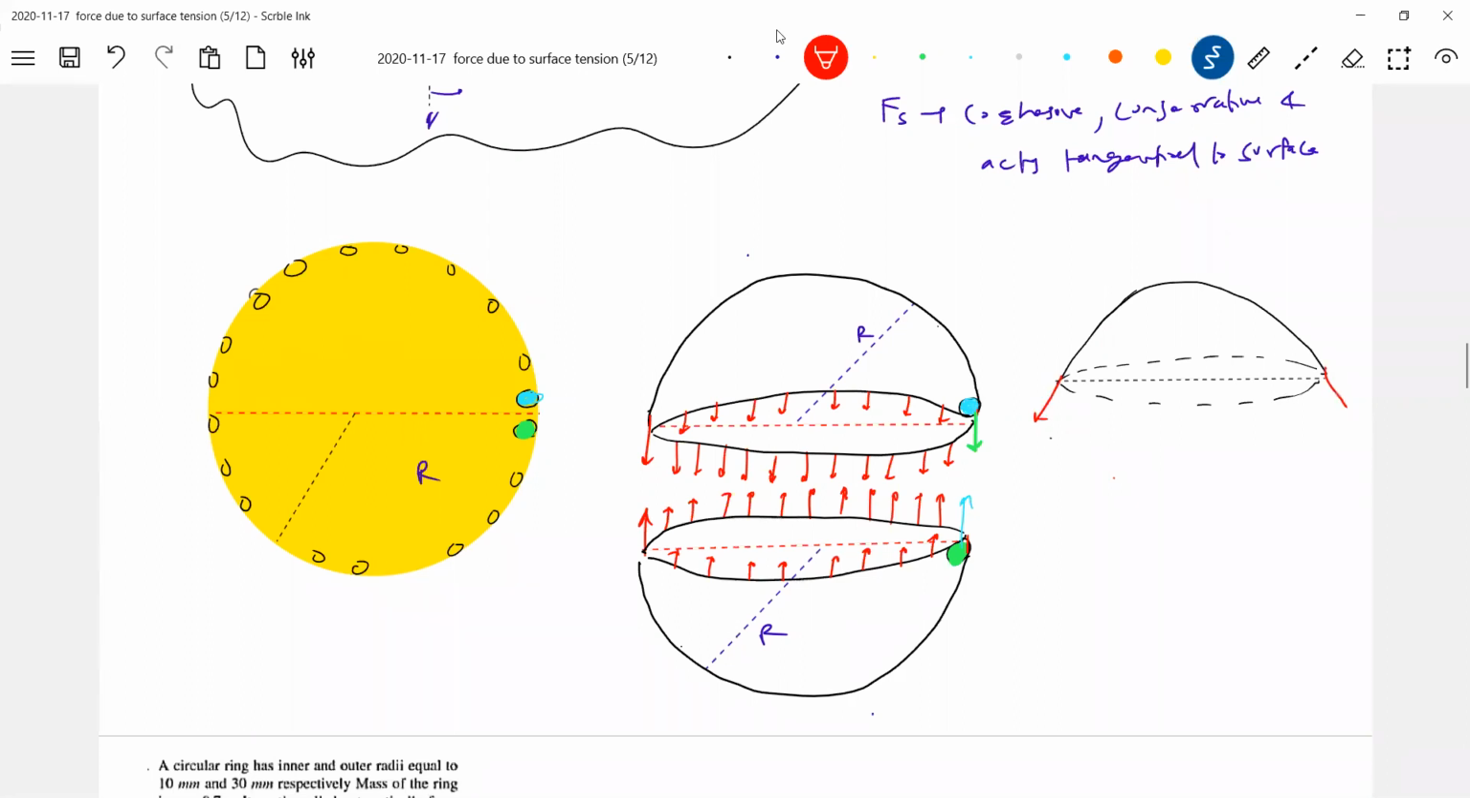Shall we put it like this? And everywhere it will be... so this will be the surface, no? Tell me how the force should act. The force everywhere should act tangential. I think I have some limitations; I can't show the diagram better than this.